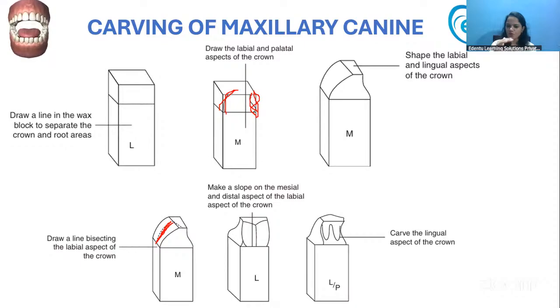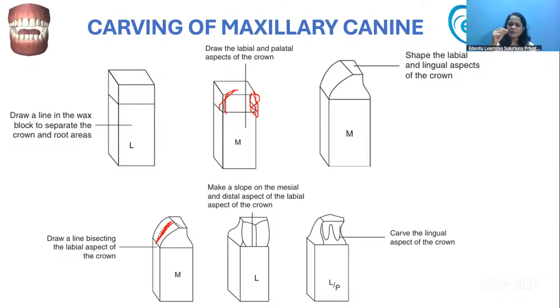Okay, carve it in slopes, and like that, carve the lingual area also, the palatal area also, with the cingulum and the lingual fossa also. The cingulum area, carve it very little, and the fossa area, make sure that you are not depressing it too much.